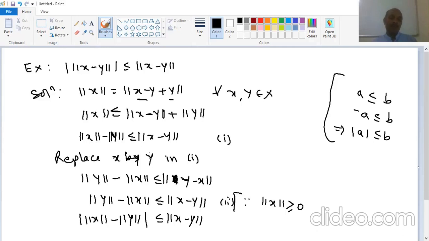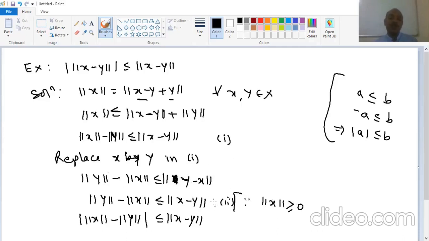Interchanging x and y in 1. If we interchange, what will happen? Norm y minus norm x is less than or equal to norm y minus x. Here norm y minus norm x is less than or equal to norm of x minus y, because this norm function is always non-negative. So norm of y minus x is equal to norm of x minus y.